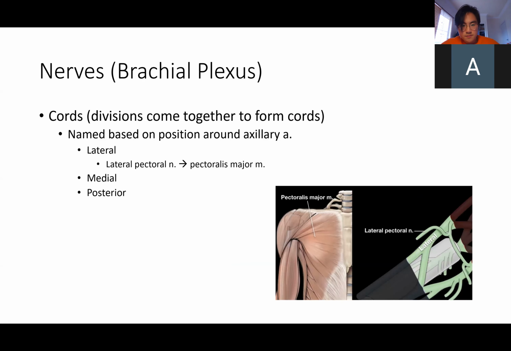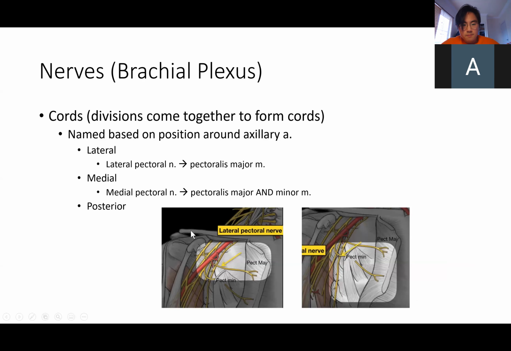These are just some branches. I guess one thing I'll mention here is that the Pec Major has dual innervation. So it's innervated by both the lateral pectoral nerve and the medial pectoral nerve. And it gets innervated by the medial pectoral nerve because it pierces through the Pec Minor to reach the Pec Major.